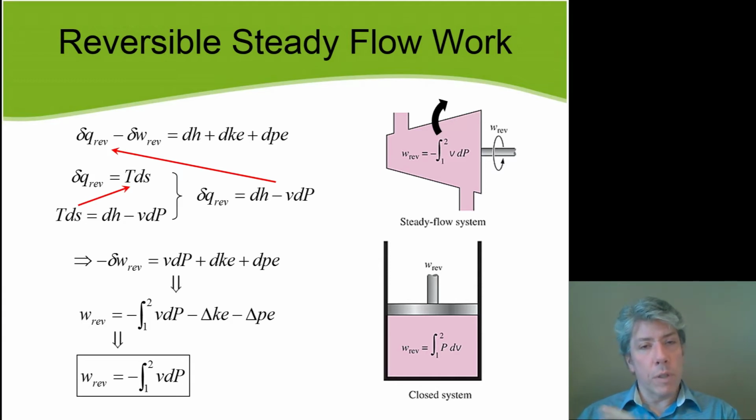Notice before, for closed systems, it was that the reversible boundary work is the integral from state 1 to state 2 of PdV. It's kind of interesting that we've just sort of flipped the variables around. One's for open systems and the other one's for closed systems. Now this one's really useful because so many systems are open systems.